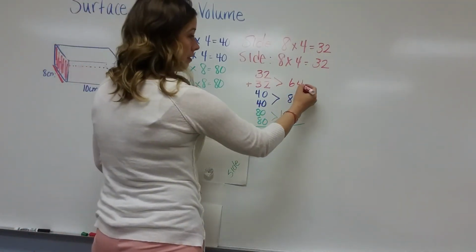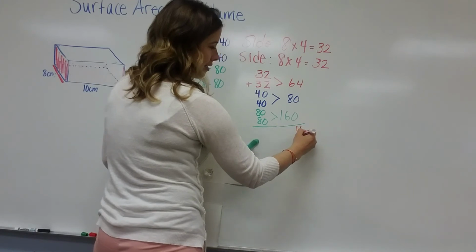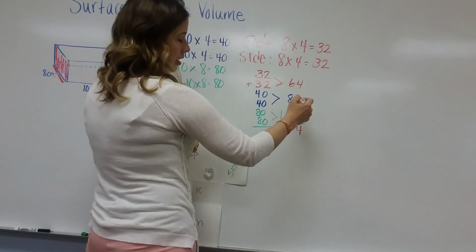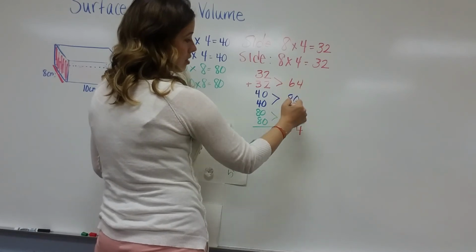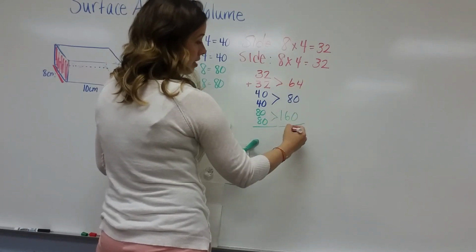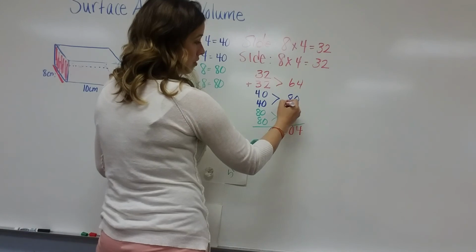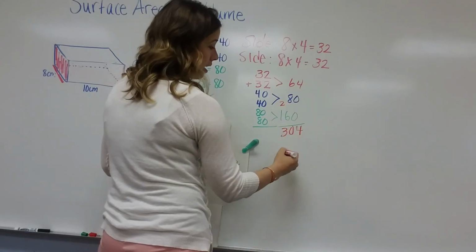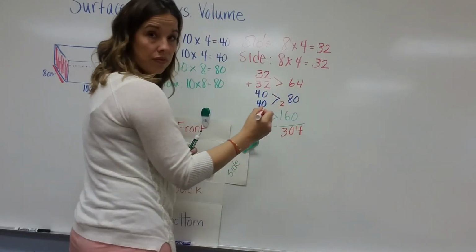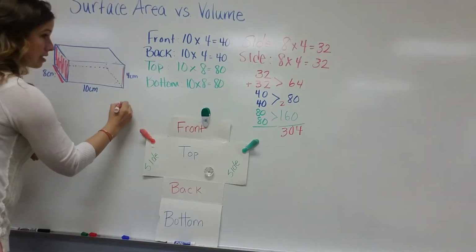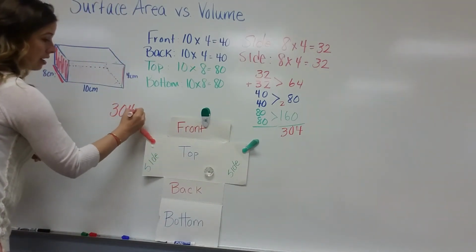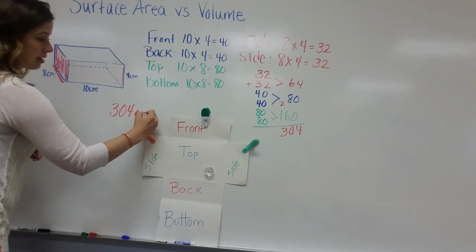And then we add 64 plus 80 plus 160, and you can use a calculator. 4 plus 0 is 4. 6 plus 8 plus 6 is 20, carry my 2. 2 plus 1 is 3. Okay? So my total surface area of my Chick-fil-A box is 304 centimeters squared.